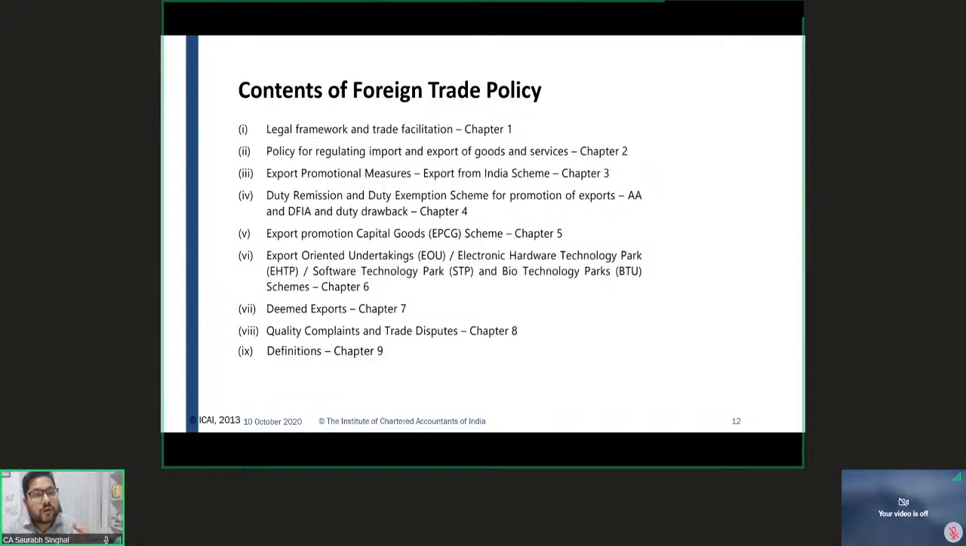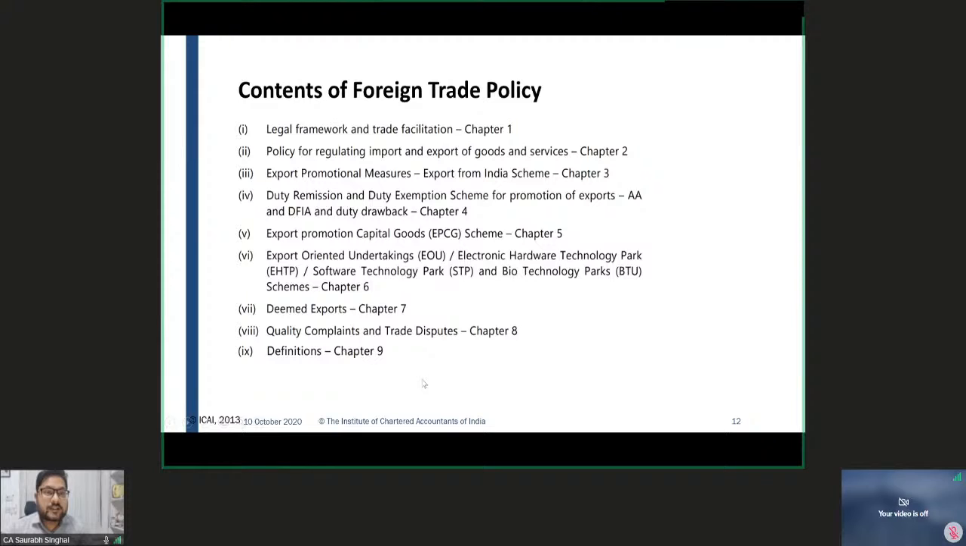Chapter 4 is for duty exemption or duty remission schemes, wherein certain goods, when imported, are free from duties, or if imported on payment of tax, the duty that you have paid is given back to the importer. Those are called duty remission. Remission means pay and get back, or duty exemption means no payment at the start itself. So chapter 4 is for duty exemption and duty remission, like DFIA, duty free import authorization, and advance authorization. Those are the kinds of schemes covered under chapter 4.